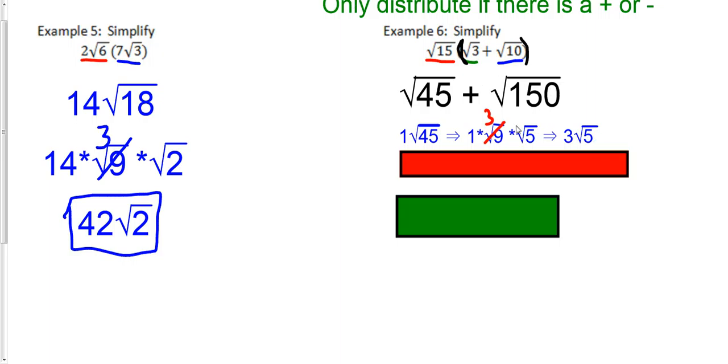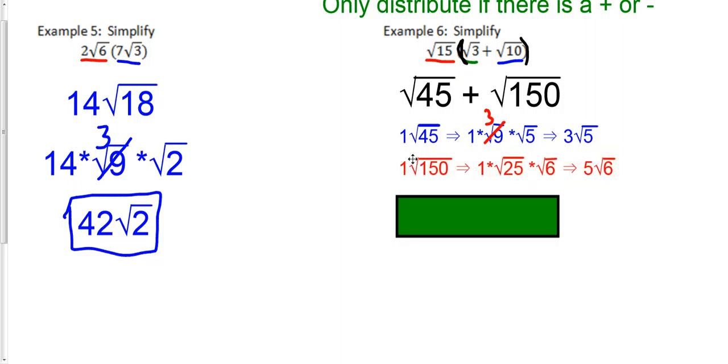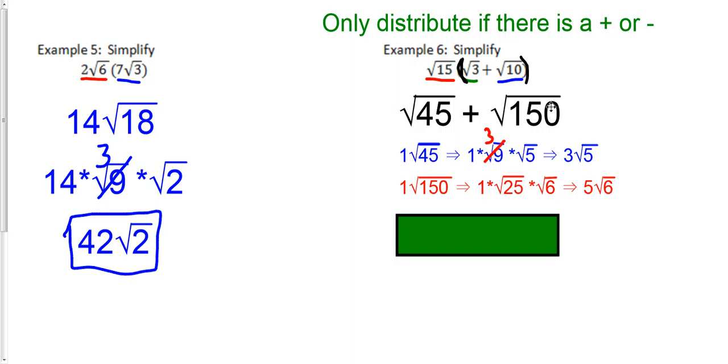Now, the square root of 150, we can also break down. We'll call it 1 square root of 150, which breaks down into 1 times the square root of 25 times the square root of 6, because 25 times 6 is 150. Why did I use 25? That's the biggest square number on our list of all square numbers that would come out of 150. We can recognize that the square root of 25 is actually just 5. So 1 times 5 times the square root of 6 is now 5 square roots of 6.